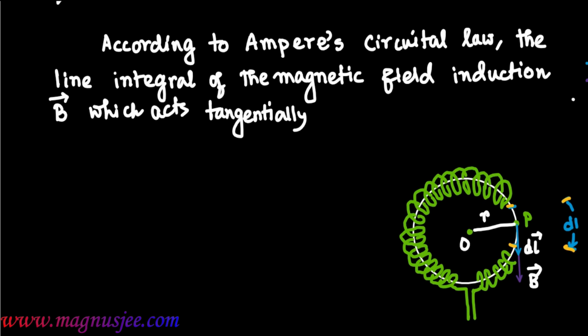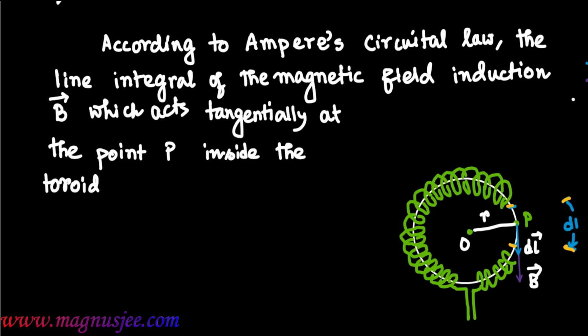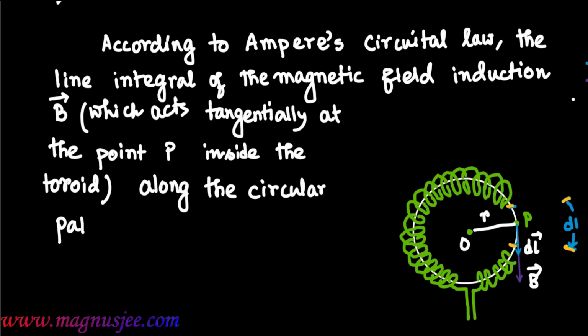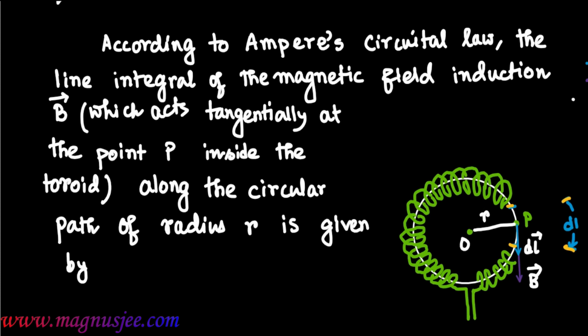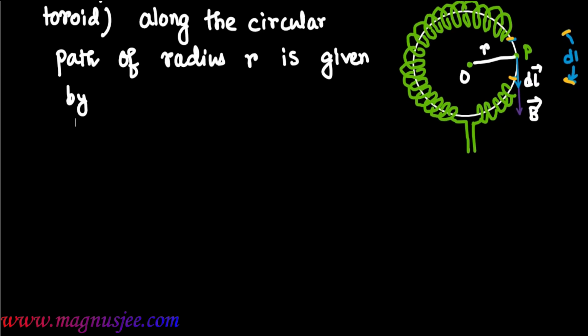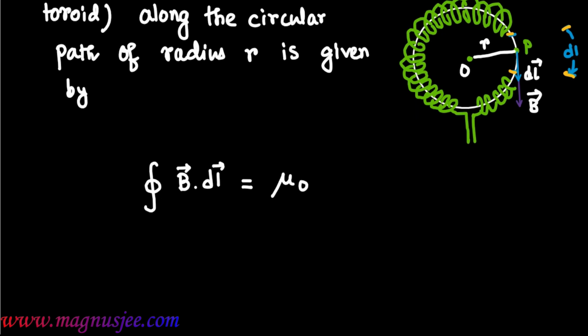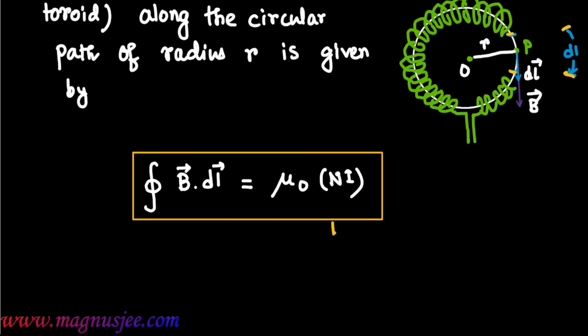And according to Ampere's circuital law, the line integral of the magnetic field induction vector B, which acts tangentially at the point P inside the toroid along the circular path of radius r, is given by closed integration vector B dot vector dl equal to mu 0 N I, and this is equation 1.